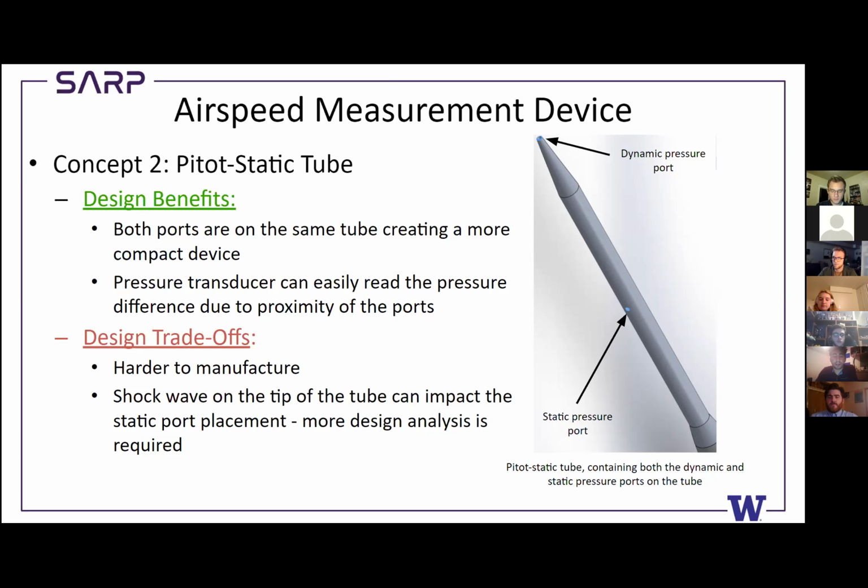And with the trade-offs, this would be harder to manufacture. Pitot tubes themselves could be difficult to manufacture, but considering that the static pressure port is also going to be needed on this pitot static tube, that adds another layer to consider for manufacturing. And the second thing, which is the most important and the hardest thing that we've had with developing, is shock waves. Shock waves on the tip of the tube could impact our static port placement, and we need more design analysis in order to compute exactly where we want to place it. I'll talk about this on the next slide.